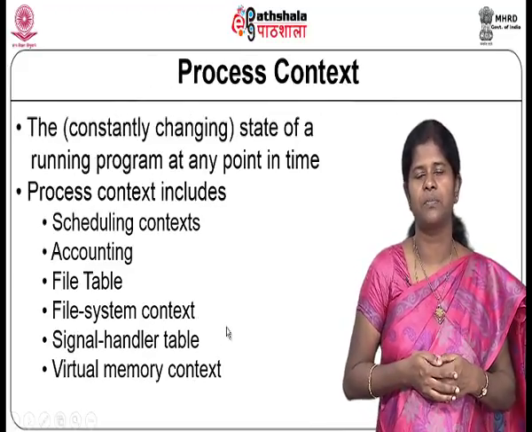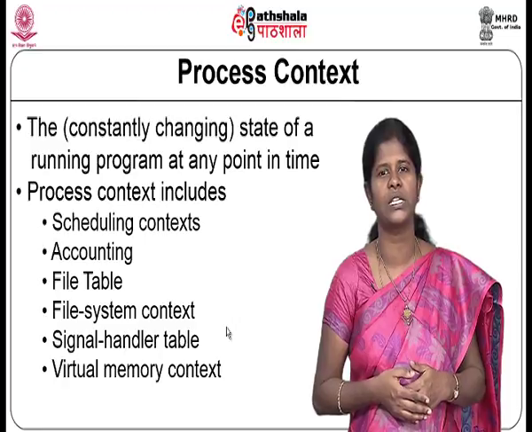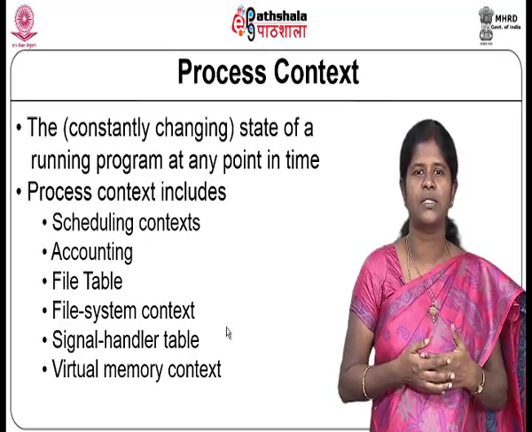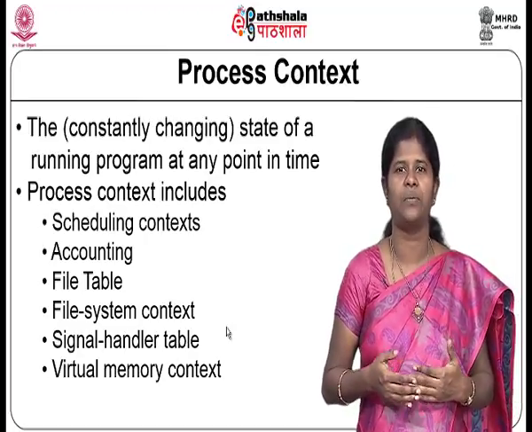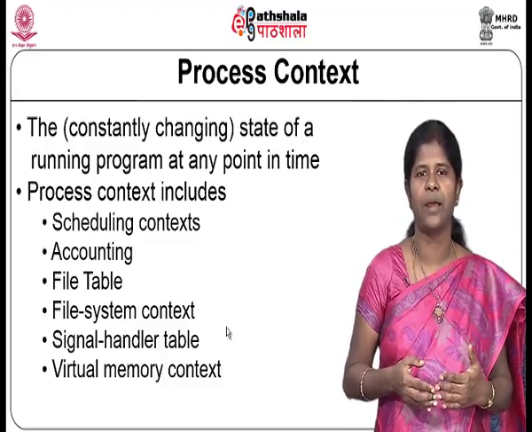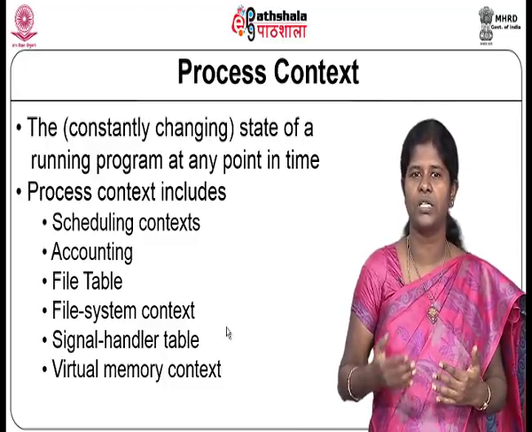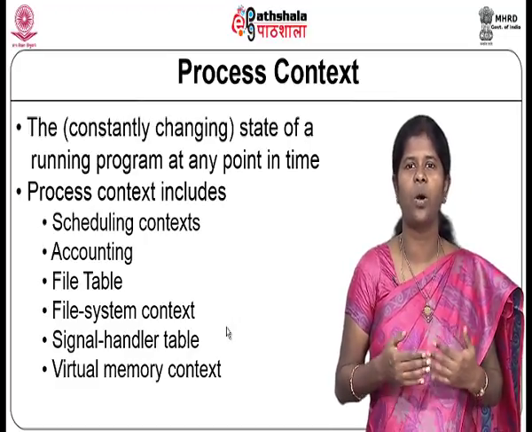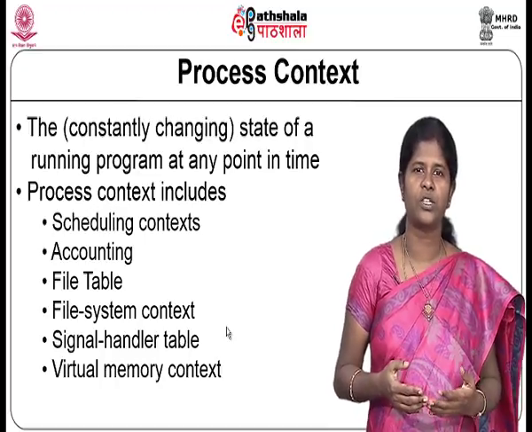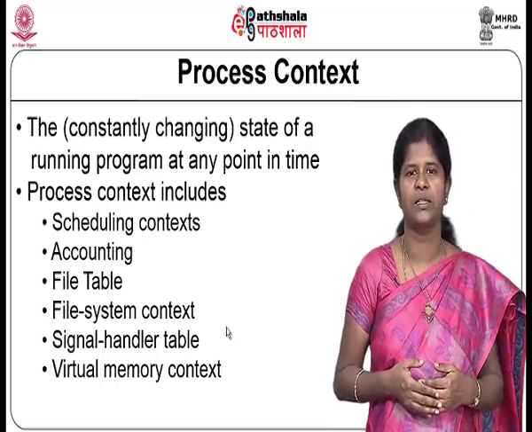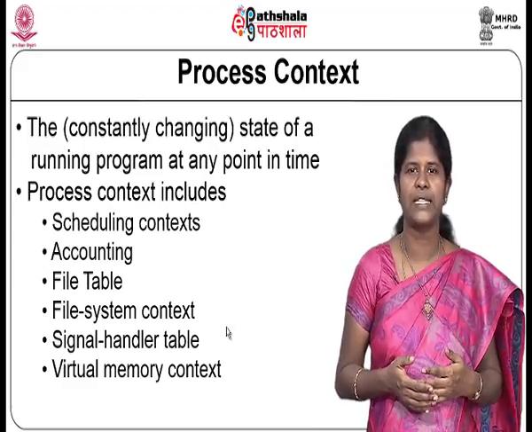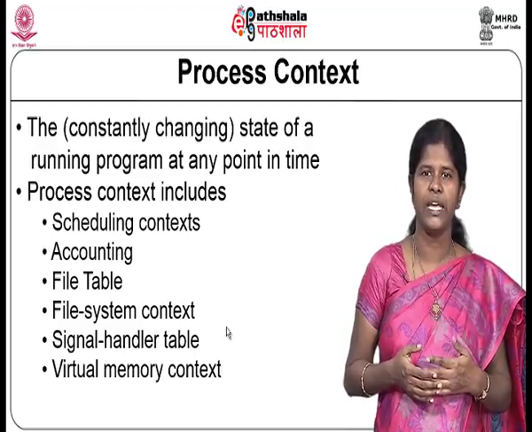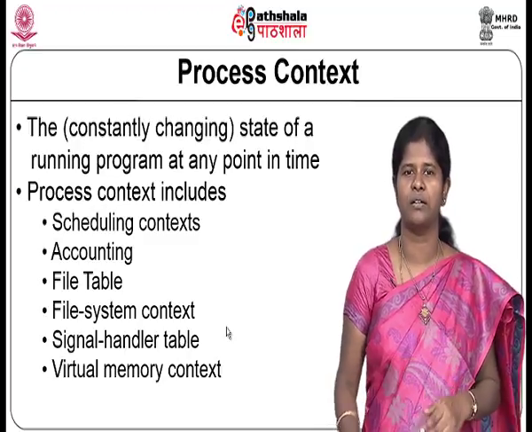And next comes the process context. The next property of the process is the process context. What is meant by process context? This is the state of a running program at any point in time. The state of the running program keeps on changing, and hence the context of the process also keeps on changing. The process context includes a number of things: scheduling context, accounting, file table, file system context, signal handler table, and virtual memory context. We will see each one of these, and what each one of these refers to.